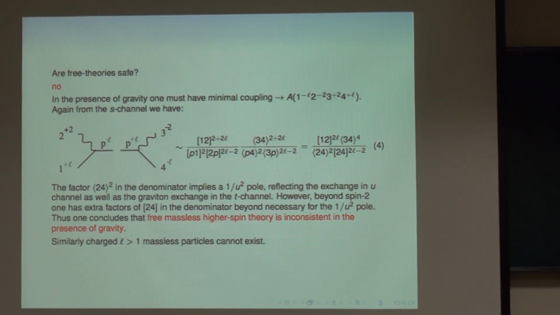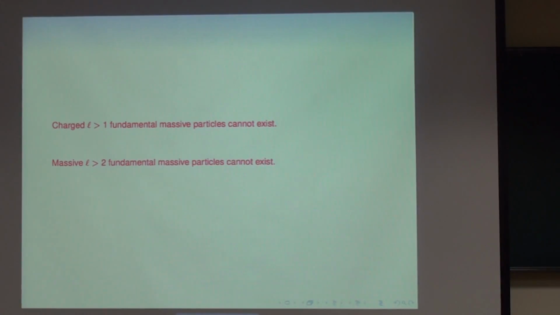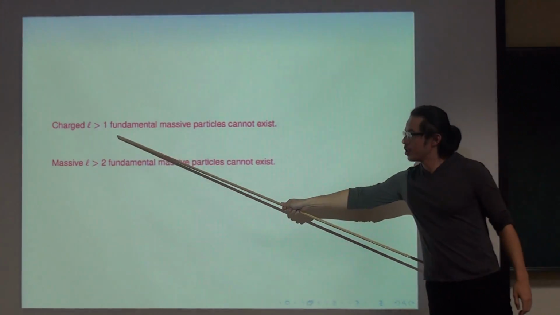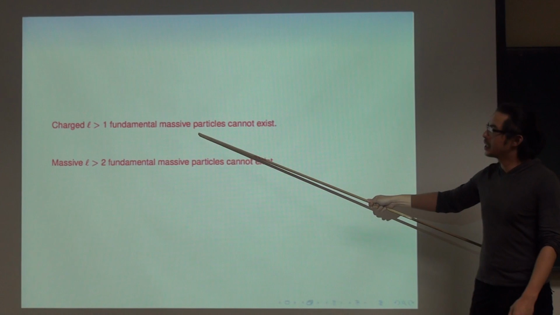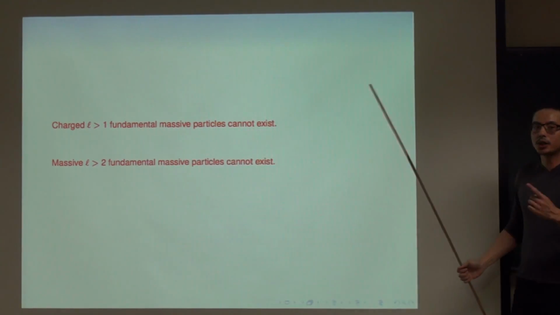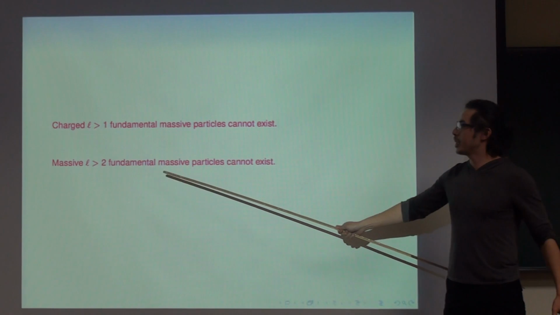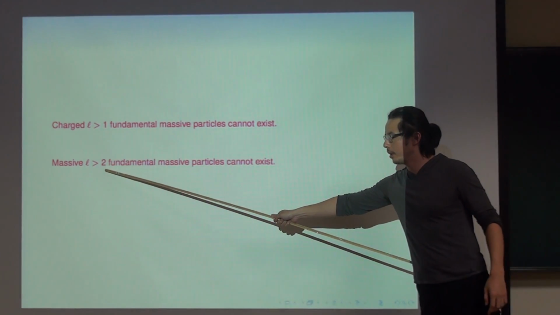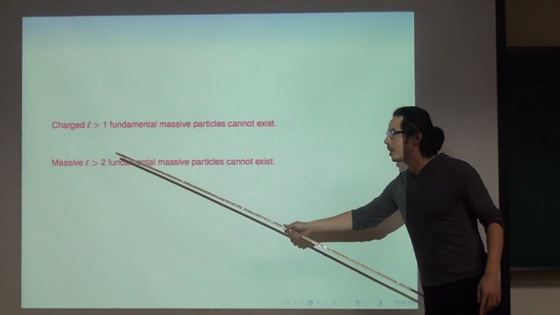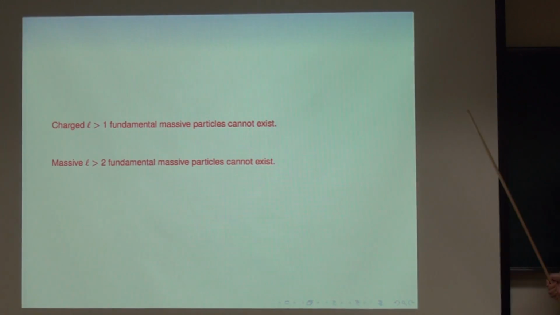So in order to make my statement really clear, you need to go to massive, and this is where our formalism comes in. We're going to say that anything that is a charged fundamental massive particle with spin bigger than 1 cannot exist. It cannot be fundamental. What do I mean by it's not fundamental? We'll be clear. But also, any fundamental massive particle with spin bigger than 2 also cannot exist because of gravity. Exactly the same argument applies here.